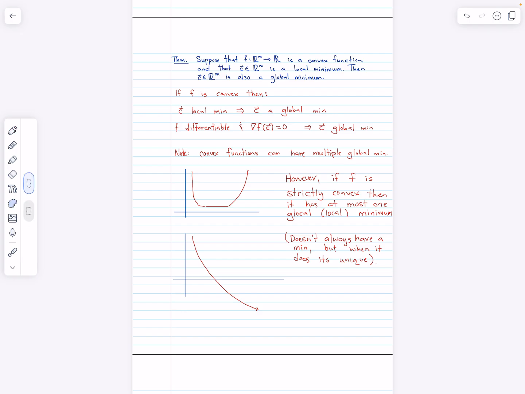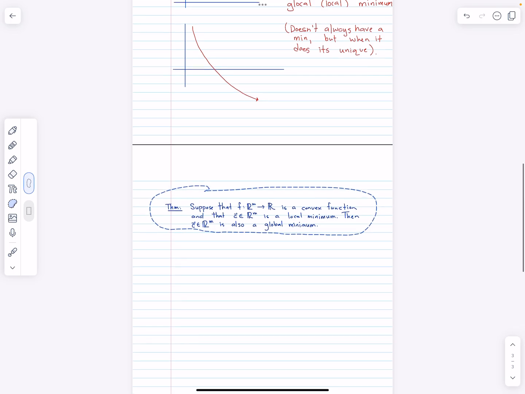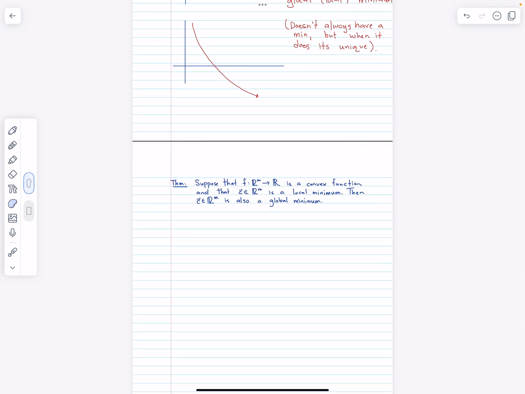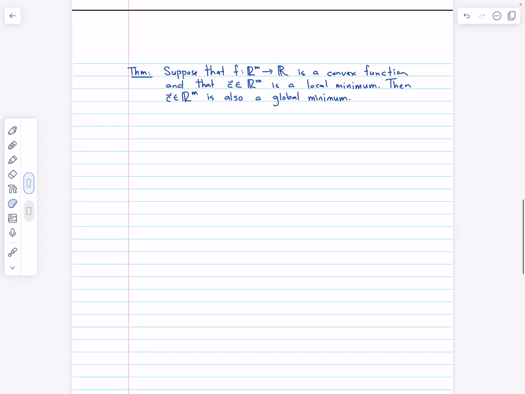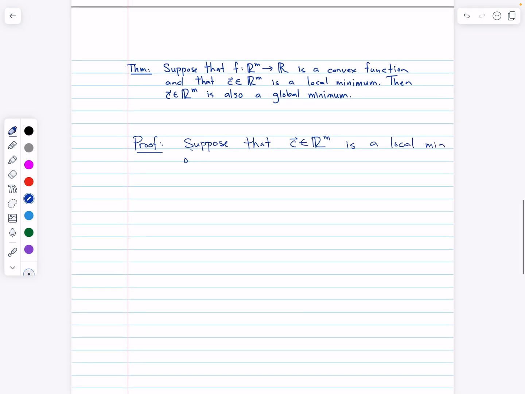So let's see if we can prove this theorem. I'm going to copy it and restate it down here. So what is this theorem telling us? It's essentially, if you're a local min, then you have to be a global min. So let's write down some assumptions here. Proof. Let's suppose that c is a local min of the convex function f.